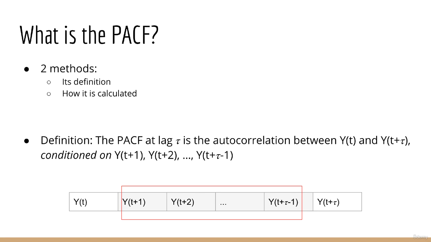So what is the partial autocorrelation function? The partial autocorrelation function at lag tau is defined as the correlation between y at time t and y at time t plus tau, conditioned on all the y's in between. So that's y at t plus 1, y at t plus 2, all the way up to y at t plus tau minus 1. So one way to think about this is, it's like a conditional autocorrelation, whereas the regular autocorrelation is unconditional, in other words, not conditioned on anything.